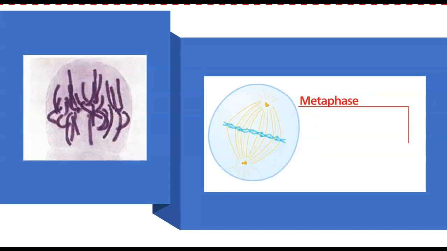The second phase of mitosis is metaphase. In this phase, the pairs of sister chromatids line up across the middle of the cell. Then spindle fibers attach to the centromeres located at the center of each chromatid pair.